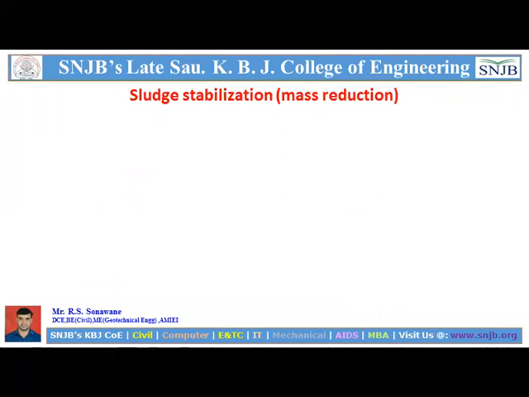Then sludge stabilization, that is very important. Sludge stabilization is nothing but mass reduction. So aerobic digestion is very important. Aerobic means in the presence of oxygen, and in the presence of oxygen the digestion process happens. So aerobic digestion is very important in terms of the mass reduction of sludge.